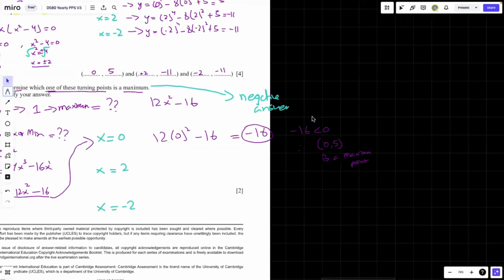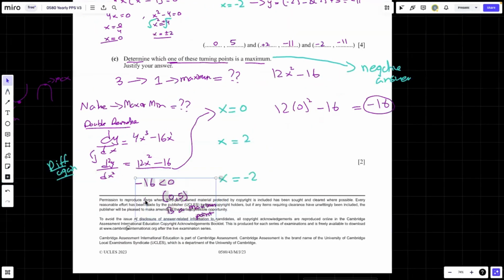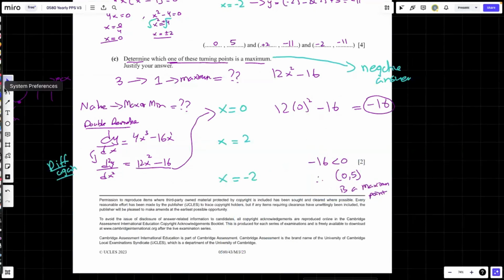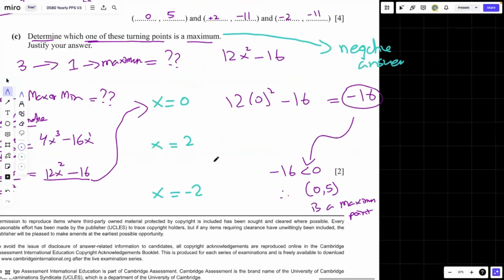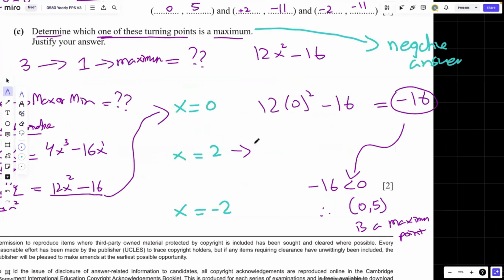Yeah, so we write that here. The working for this part, we'll just write here. So that's your reasoning for this. And just to prove to you that the logic is consistent, let me plug in another point. When I plug in 2 here, I'm actually getting a positive answer. That's going to be 12 into 4, minus 16, that's positive 32. I'm getting a positive answer.